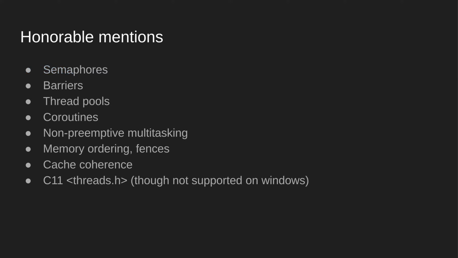Now, there are some things which I didn't mention, which are kind of essential to concurrent programming. Semaphores are a really big one. Barriers, thread pools, coroutines, and so on. I implore you to look this stuff up because it will help you become a better programmer. But with the stuff that I mentioned in this talk, you'll probably already be able to solve about 90% of the problems that you might want to solve in a concurrent way.